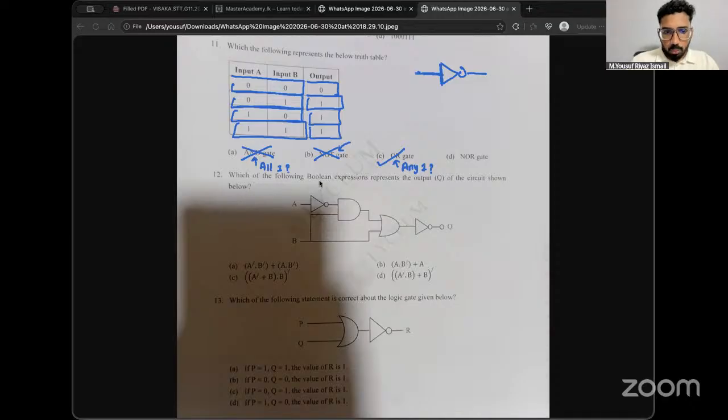Question number 12. Which of the following Boolean expressions represents output Q of the circuit shown below? Let's go one by one. First of all, A is going through the NOT gate. Once A goes through the NOT gate, A will become A dash. And you can see B is coming from down here. So A dash and B both go to this AND gate, which has two inputs. The input from the top is A dash, and the input from the bottom is B. To represent the AND gate, I use a dot here. So the output coming from the AND gate is A dash dot B. Is that clear?